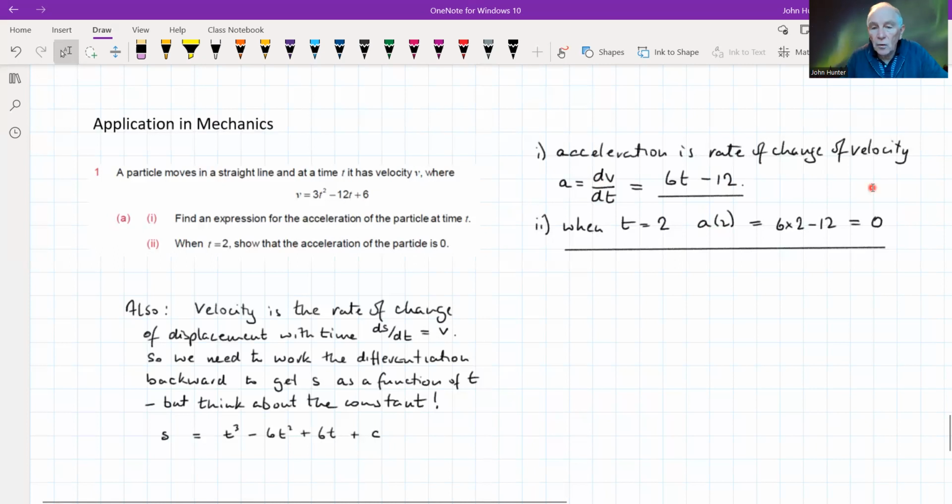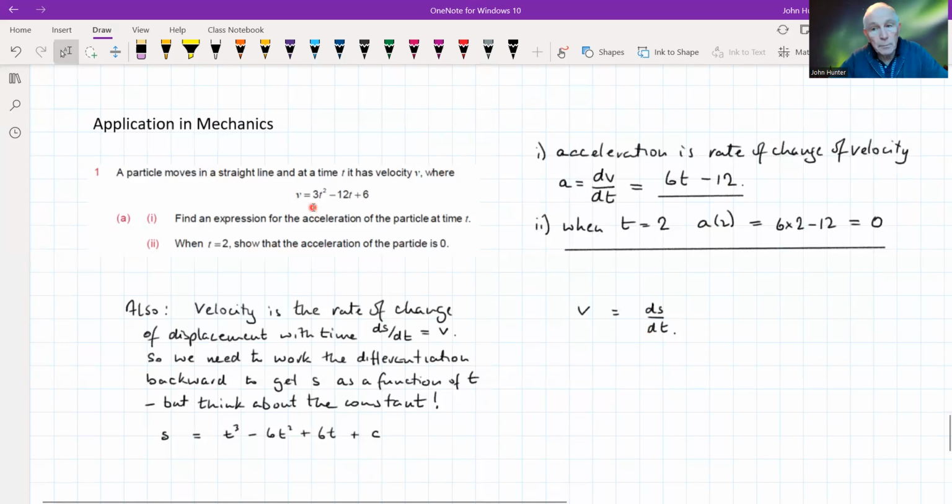Velocity is the rate of change of distance or displacement with time. So there is a second part to this question, which I've stripped away. But if we wanted to work out the displacement function, so s expressed in terms of time, we really have to find the thing which, when we differentiate it, gives us this.